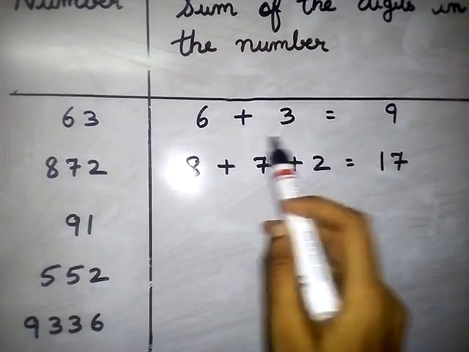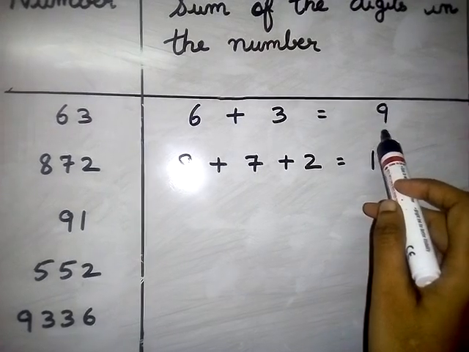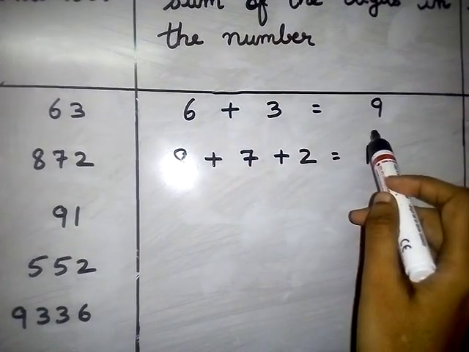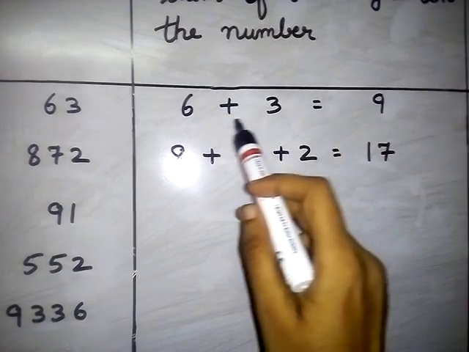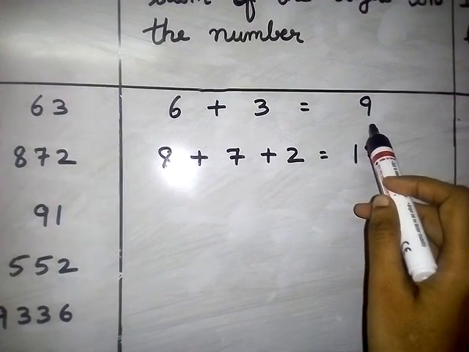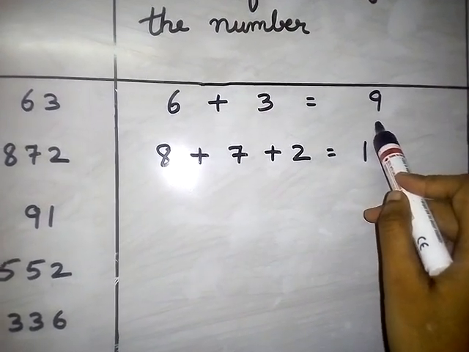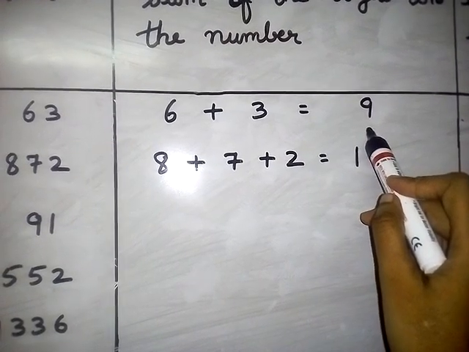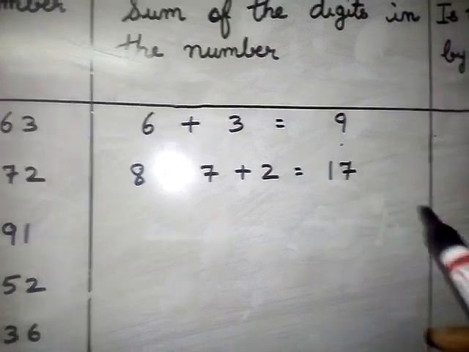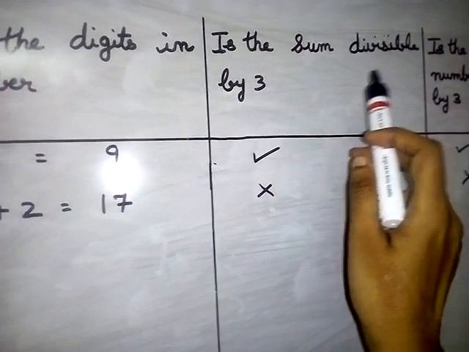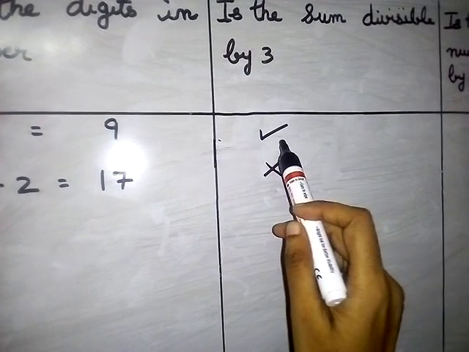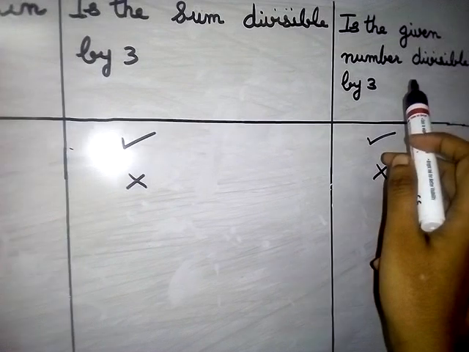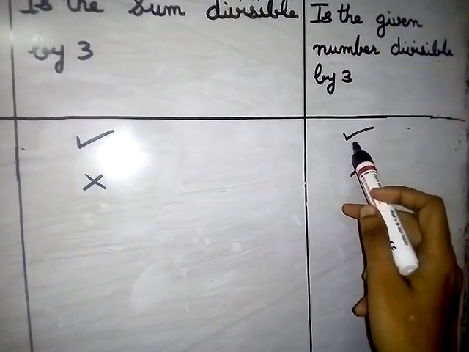So add this. 6 plus 3 is getting 9. After adding the given number in digit form, 6 plus 3, you are getting 9. So here you have to say the 3 table. 3 how much are 9? 3 3s are 9. So is the sum divisible by 3? Yes, you have to tick mark. Is the given number divisible by 3? Answer is yes.